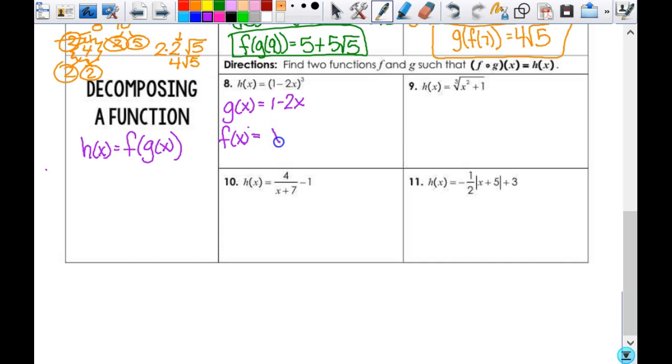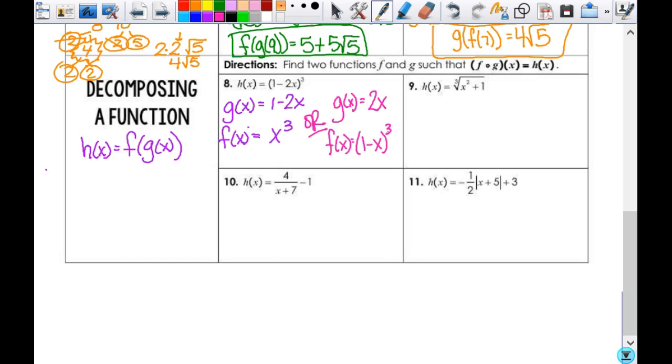X cubed. Okay, so let's see if that makes sense and then see how easy this really is. Because if I take this and substitute it in here for x, isn't this what I get out? And that's what I'm trying to do, right? Now, this is not the only answer that works. We could say that g of x instead is 2x. And if g of x is 2x, what would f of x be? 1 minus x, oops, cubed, right? So one's not better than the other. They're different because you weren't really given guidance on what you have to have. Does that make sense to you?